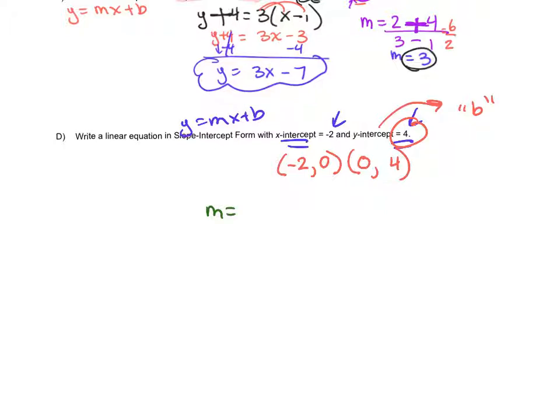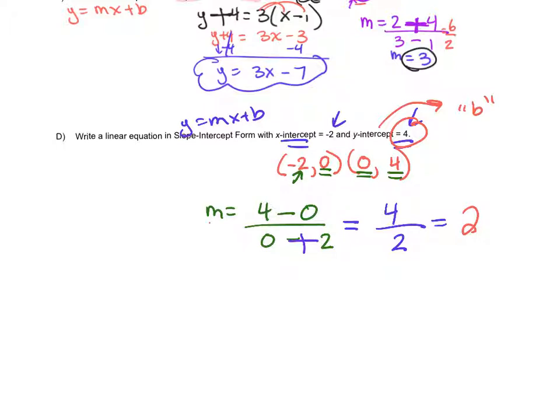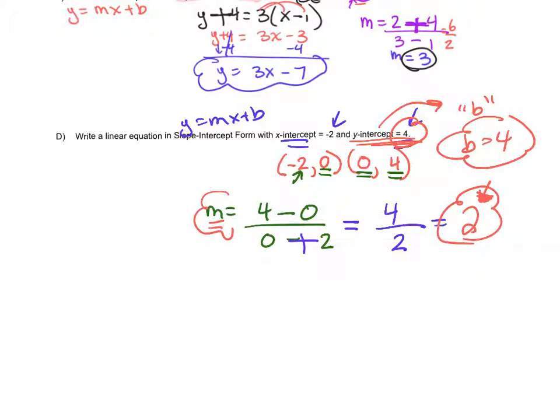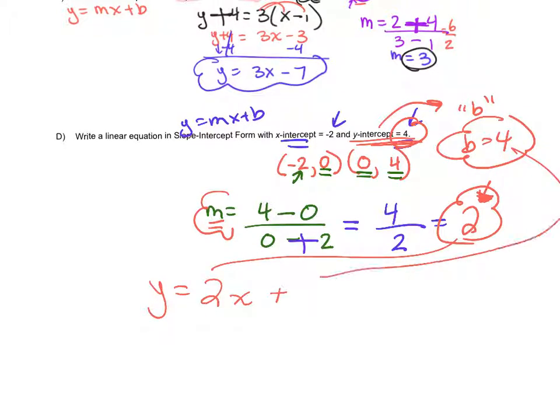Your slope is going to be y2 minus y1 over x2, which is 0, minus x1, which is negative 2. That becomes 0 plus 2, which is 2 in the denominator. 4 minus 0 is 4. The slope is 4 divided by 2, which is 2. So now that we've got the slope of 2, and the question gave me the y-intercept of 4, and remember, the b is 4. Now you have the m and the b. m is 2, b is 4. y equals mx plus b.